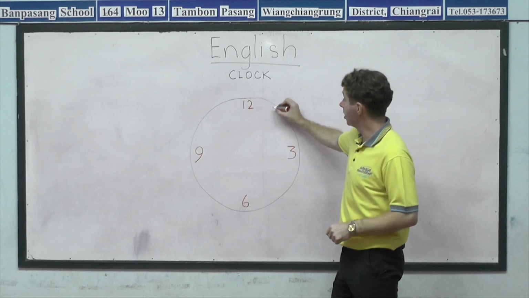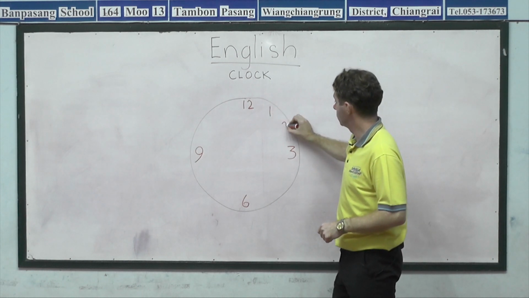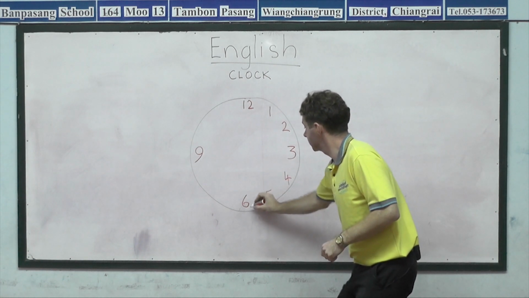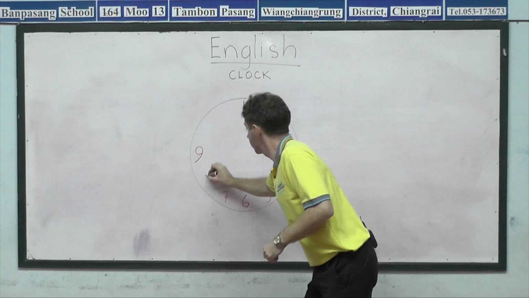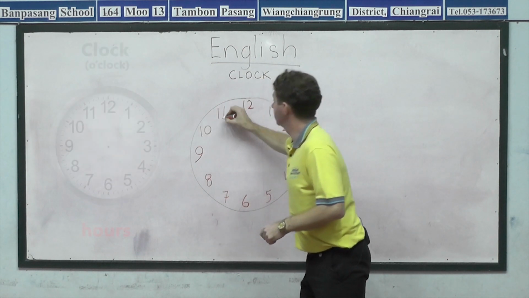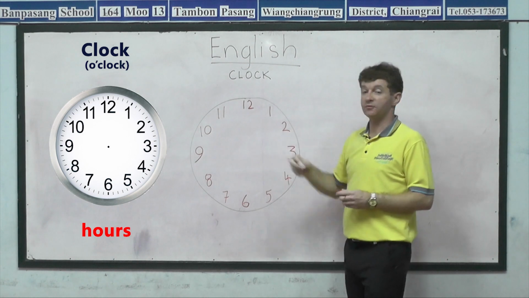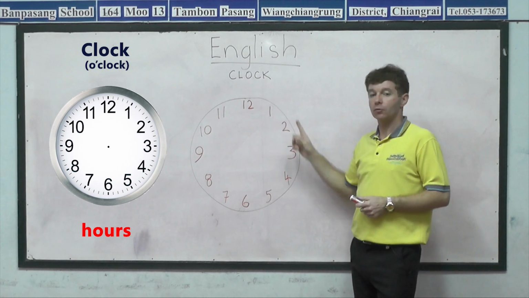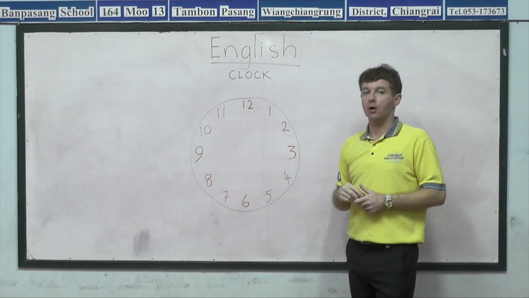We can go 1, 2, 3, 4, 5, 6, 7, 8, 9, 10, 11, 12. So we have how many hours? 12 hours on a clock.